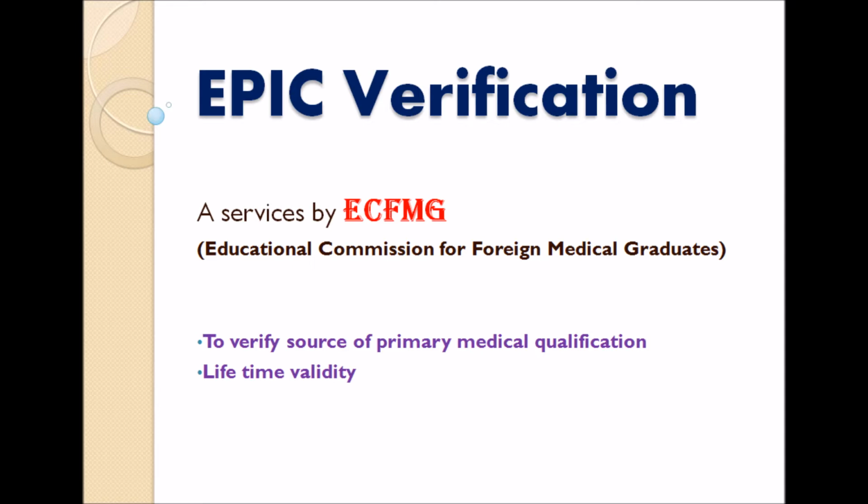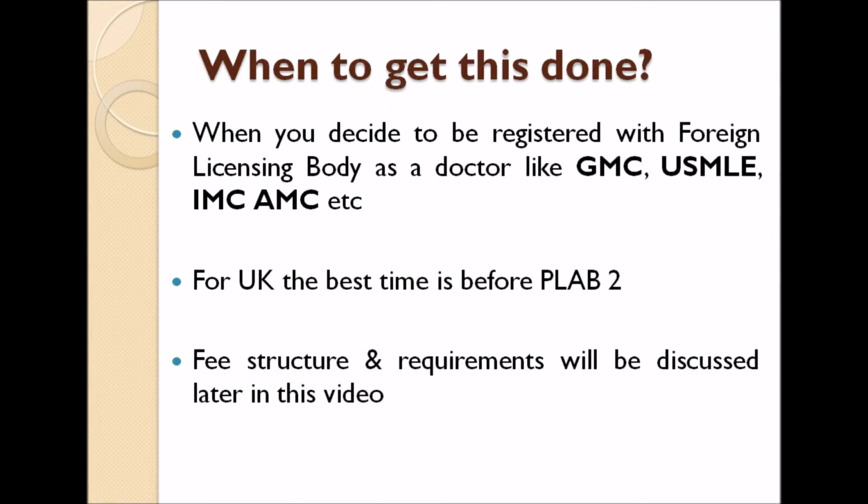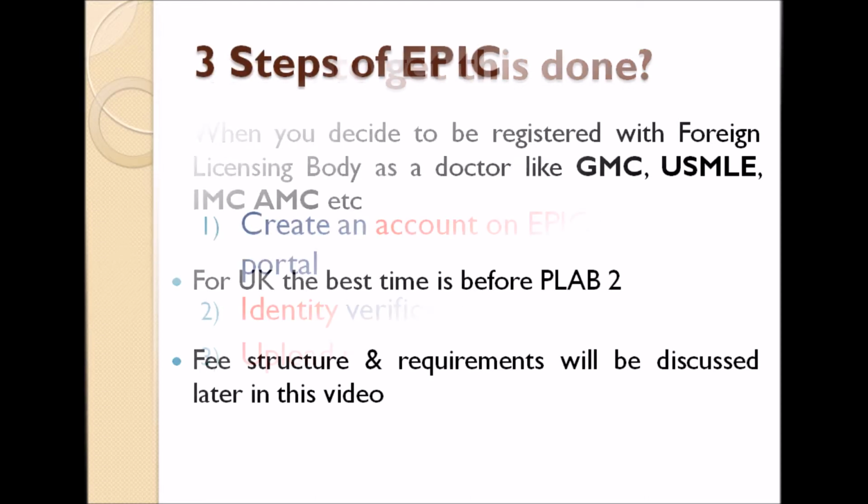This verification is done to verify the source of your primary medical qualification, and please keep in mind this verification has lifetime validity. When should you get this done? When you decide to register with a foreign licensing body such as the GMC, USMLE, IMC, AMC or some other medical body, you have to go for this verification. For the UK, the best time is before PLAB 2. About the fee structure and the document requirements, we will discuss in the later part of the video.